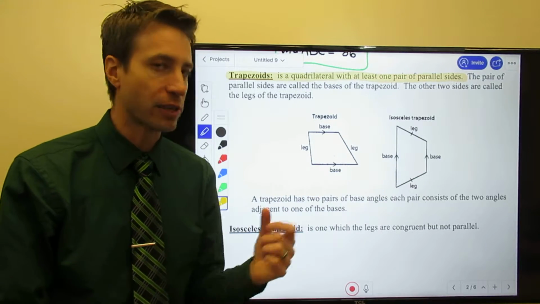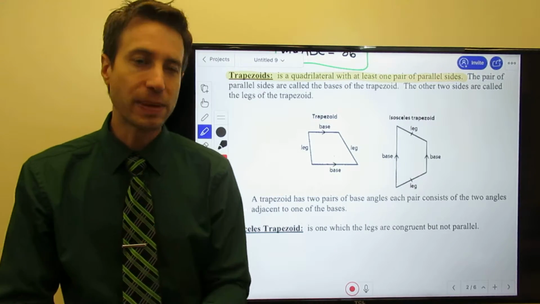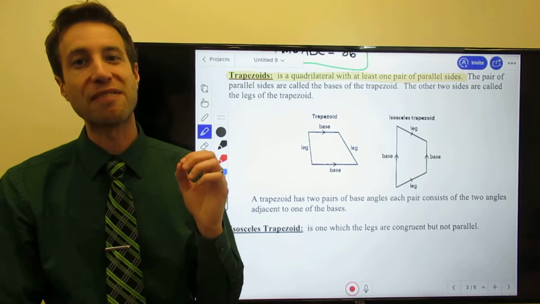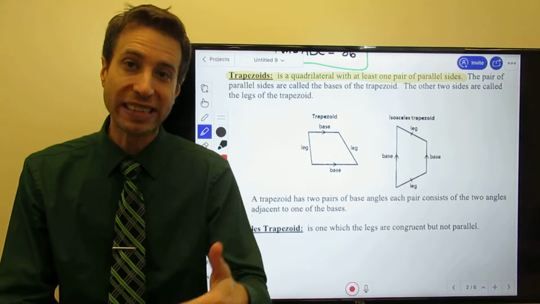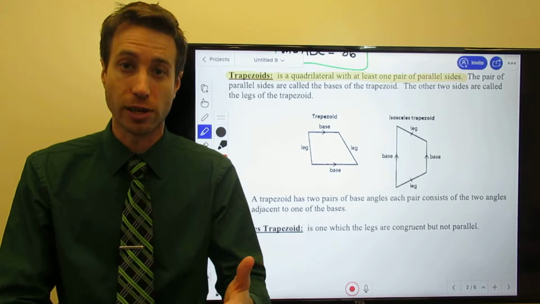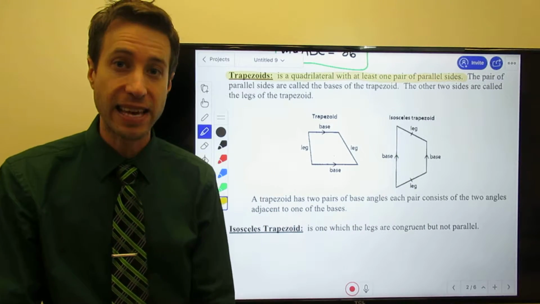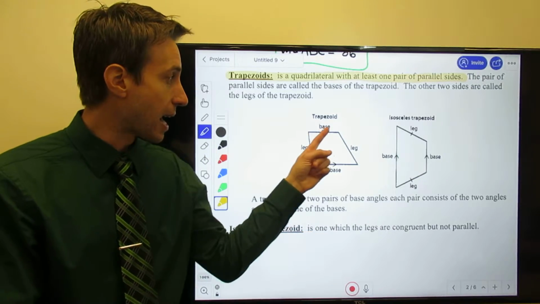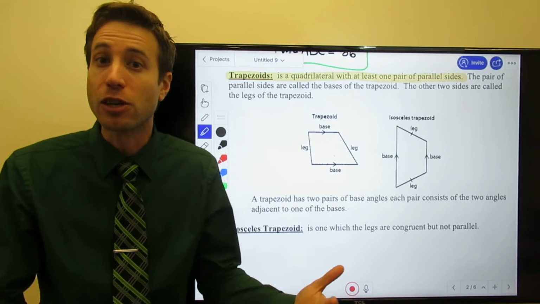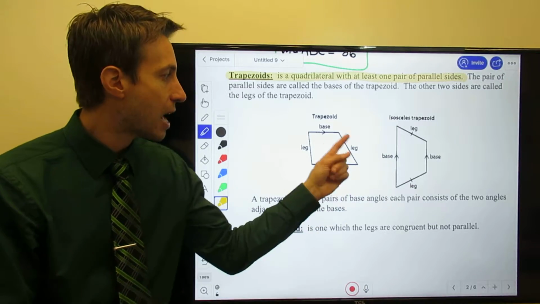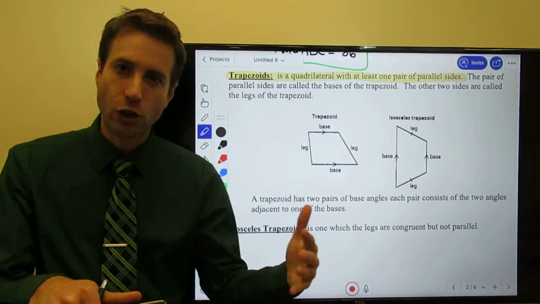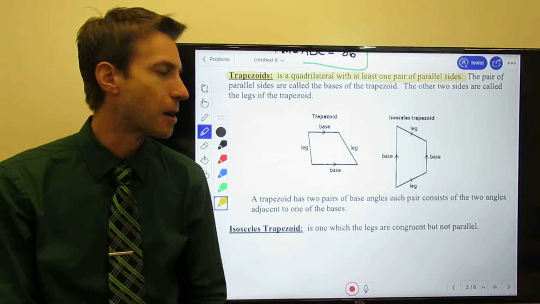Now, I have two different pictures of trapezoids here. That is because we're going to take a look at a very specific type of trapezoid. When it comes to a trapezoid, the only stipulation is simply this: you only need one pair of sides to be parallel. They don't have to be congruent. Nothing is said about congruence. They just have to be parallel, and so you can wind up with some really crazy looking trapezoids.